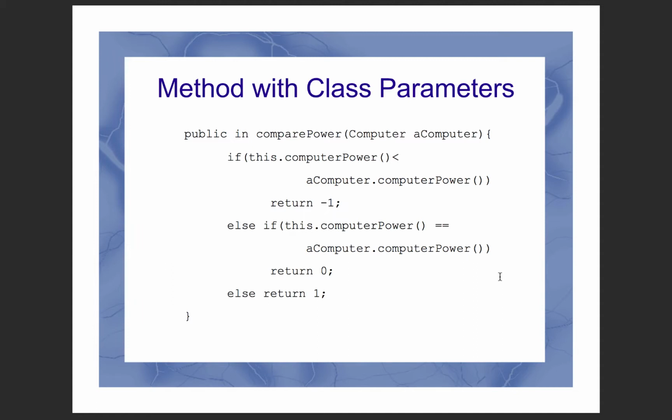Now this is a different thing. A method can have an argument which is basically an object of the class. So you can see that the public compare power is a method that has an argument which is an object of a computer class. So we can have an object as an argument in a method. Then you can use that computer object to do some operation in the class.